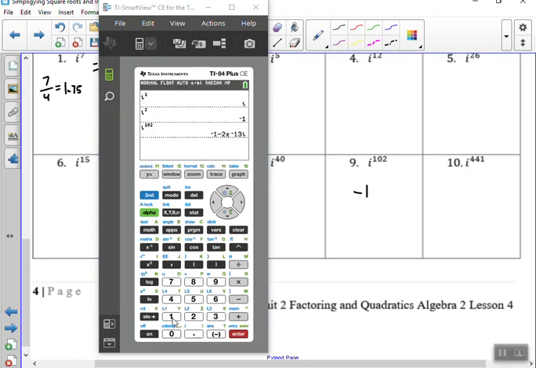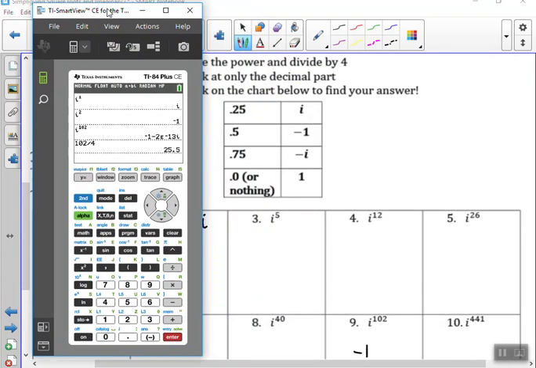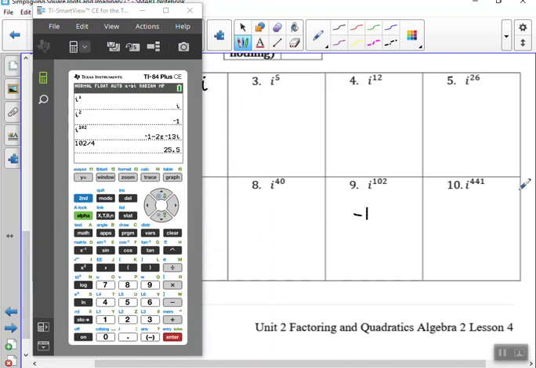Okay, another way to check this is you can do 102 divided by 4, and you get a decimal of 0.5, and then here's your chart, 0.5, which is equal to negative 1. Okay. All right, what about 141? Try this one. Just get rid of the 0 part and see if you get your answer.